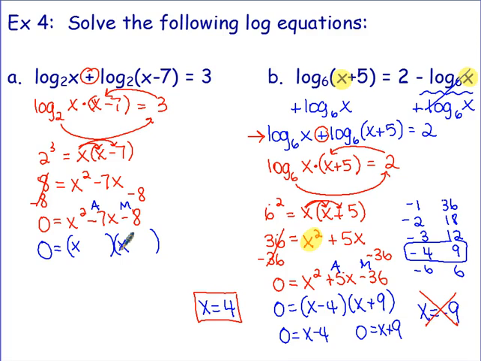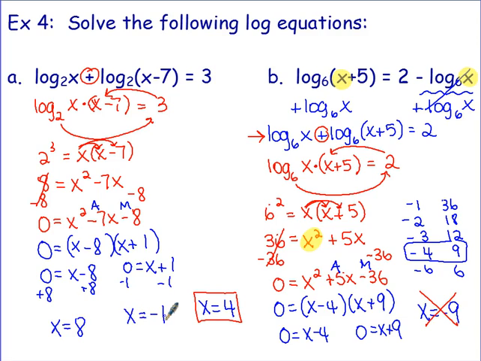Hopefully, the two numbers you found were negative 8 and positive 1. And so you should have made two baby equations: 0 equals x minus 8 and 0 equals x plus 1. Add 8 to both sides. Your first possible answer is x equals 8. Subtract 1 from both sides. Your second possible answer is x equals negative 1.